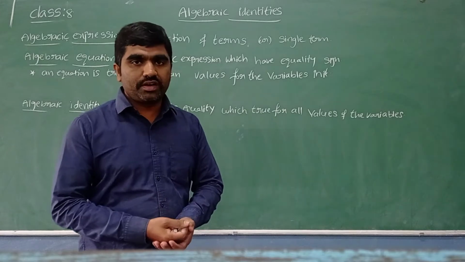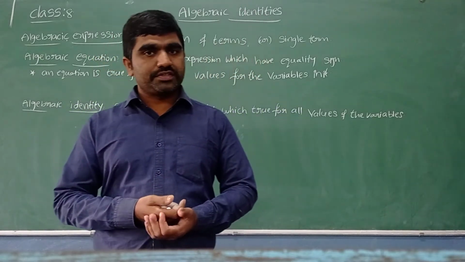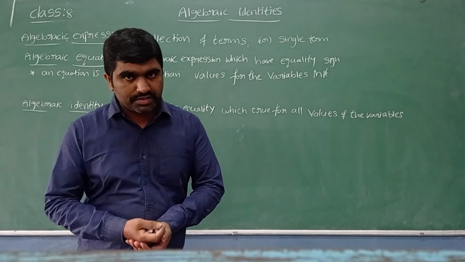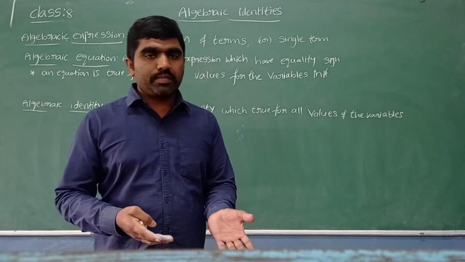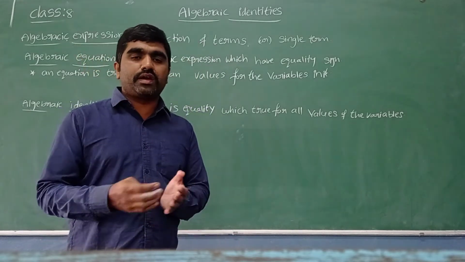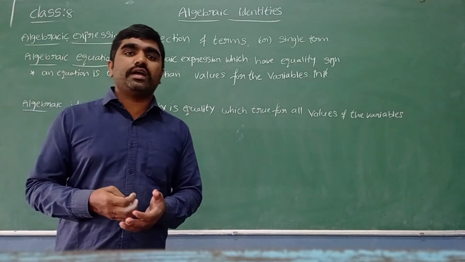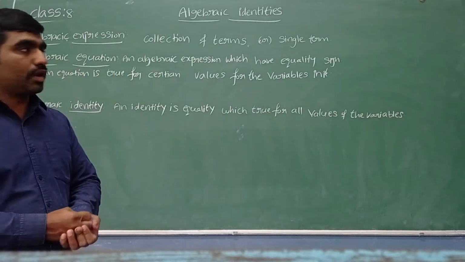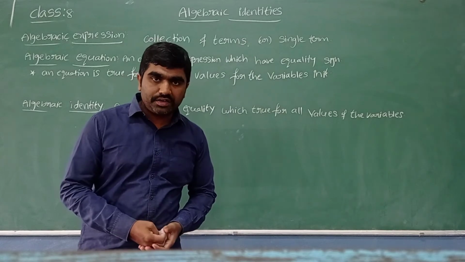See, in the previous class we learned about algebraic expressions, types of algebraic expressions, and the product of different types of algebraic expressions. I mean, how to multiply a monomial with a binomial, a monomial with a trinomial, a binomial with a binomial, or a binomial with a trinomial. We learned how to multiply the different types of algebraic expressions. Now in today's class, let's see about algebraic identities.